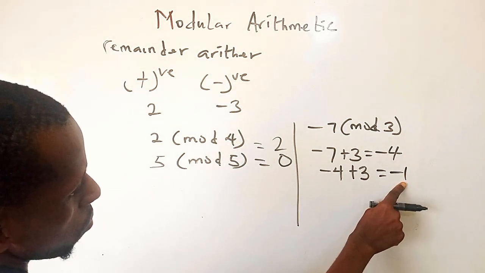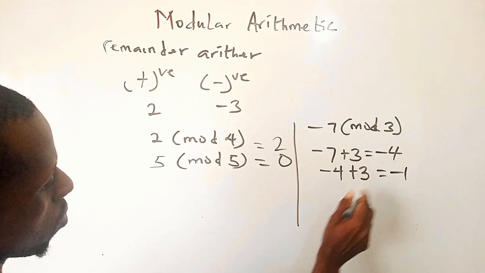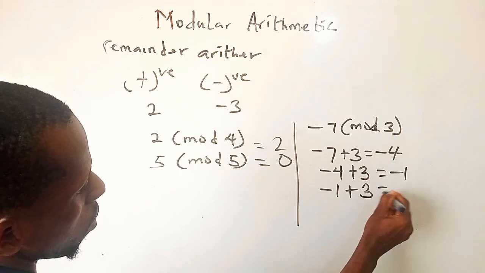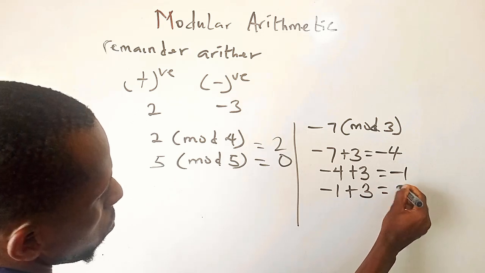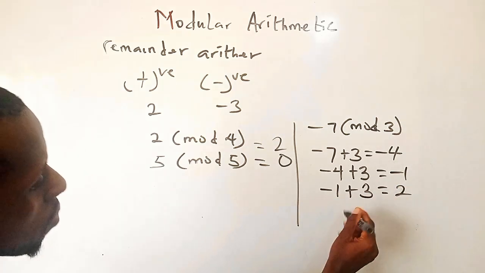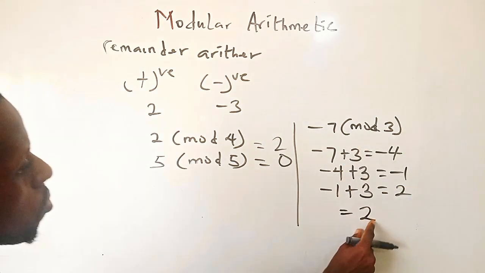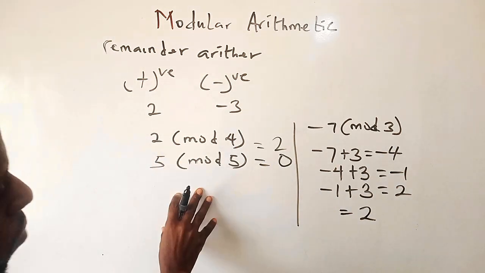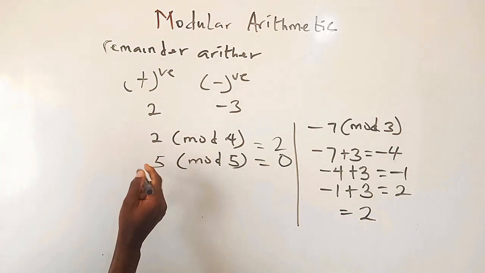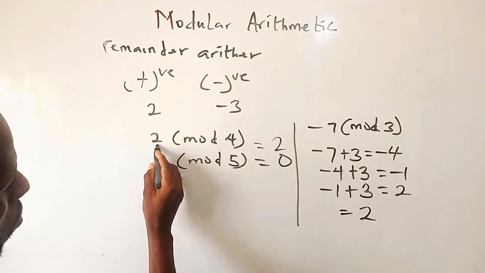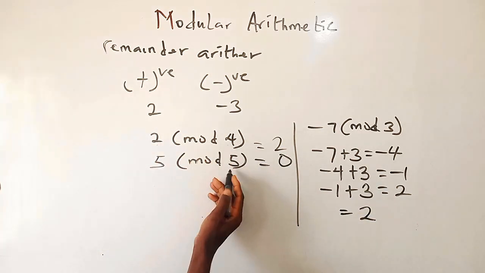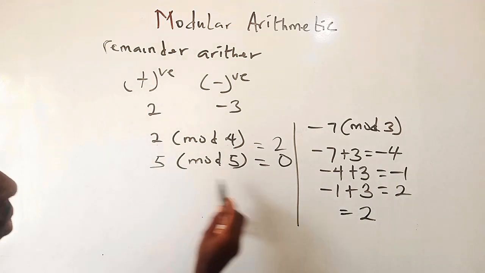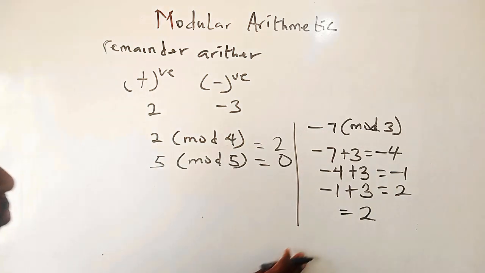I still have a negative integer, so I keep adding 3 to it. -1 plus 3 gives positive 2. So my answer is 2, which is the first positive integer. So modular arithmetic is a remainder arithmetic where we work with any modulus and an integer, either positive or negative.